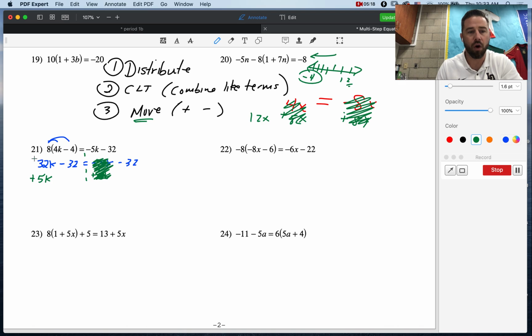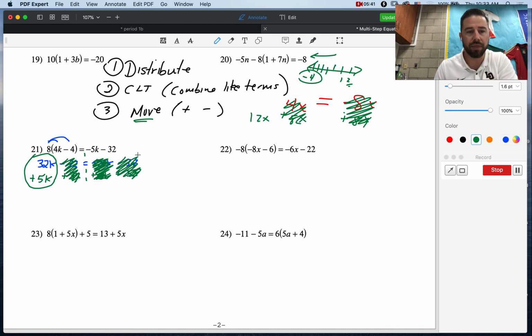And now I notice that all my k's are over here on the left side of the equal sign, which means that anything that's on the left side of the equal sign, I got to get over to the right. Okay, I got to get this guy out of here, the negative 32. So I'm going to add 32, which is the opposite. Add 32. That cancels. And that cancels.